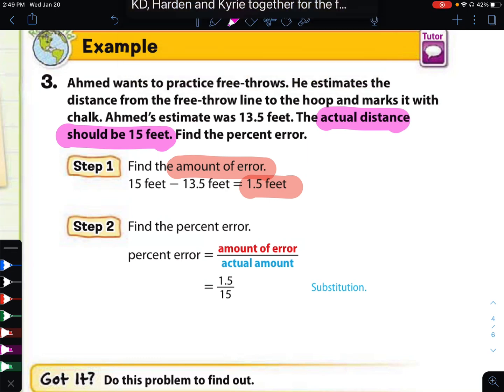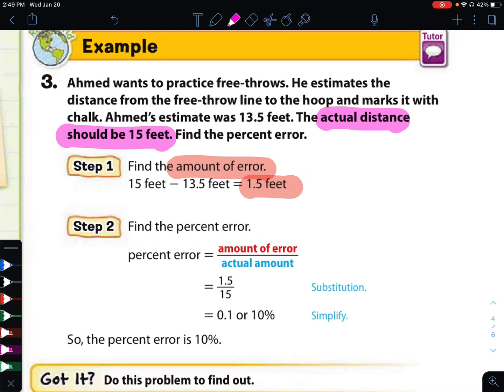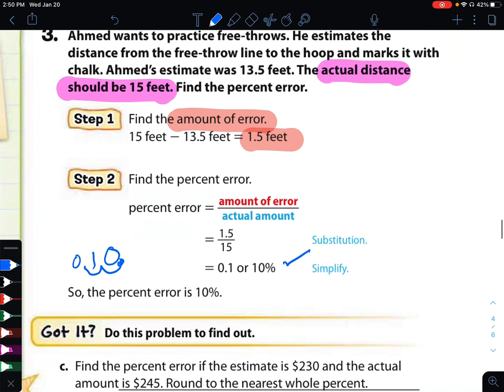If we divide 1.5 by 15 using a calculator, we end up with a decimal of 0.1. Move it 2 spaces to the right, 1, 2, and that will give you 10%. So the percent of error is 10%.